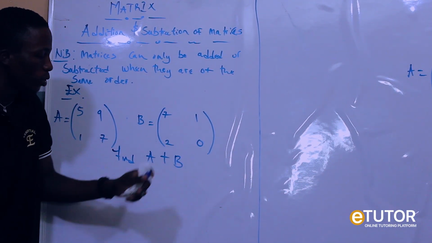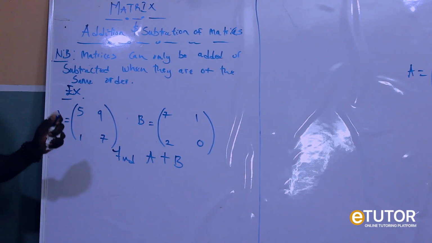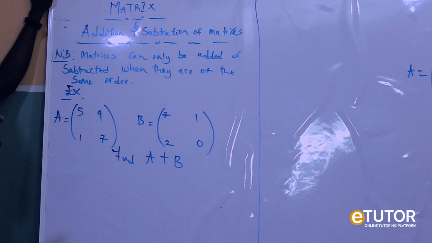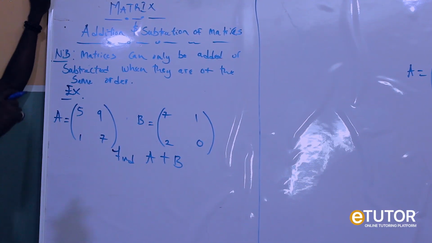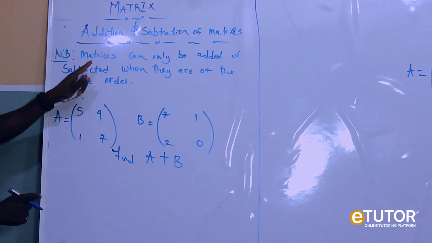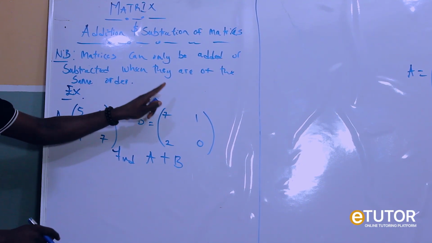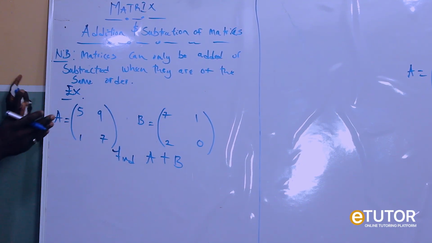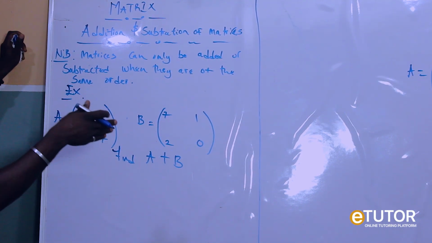7, 1, 2, 0. Now, the first thing you have to do to add or subtract is to find the order of each matrix. Check if you can actually add or subtract. Like this statement reads, matrices can only be added or subtracted when they are of the same order. So you can never add a matrix that does not correspond to the order of the other matrix.